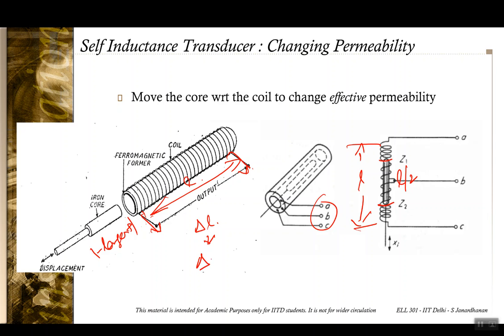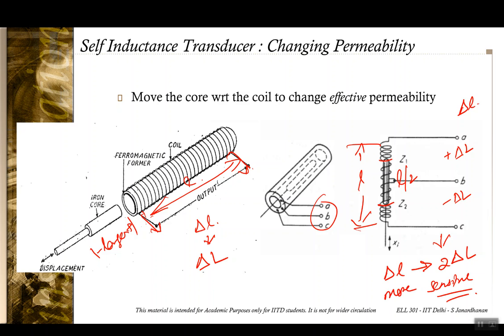in inductance of, say, delta capital L in the first case. However, in this case, if there is a displacement of delta L, there is a delta L increase in one of the inductances and a minus delta L change in the other inductance. So effectively, delta L will correspond to 2 delta L. So it is more sensitive. Okay, the 3-terminal setup is more sensitive than the 2-terminal setup.